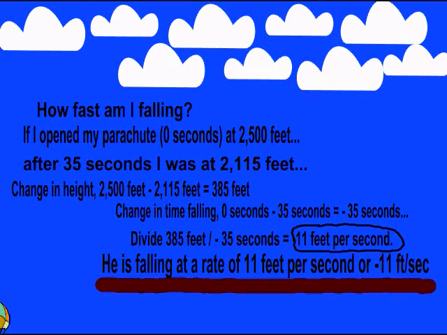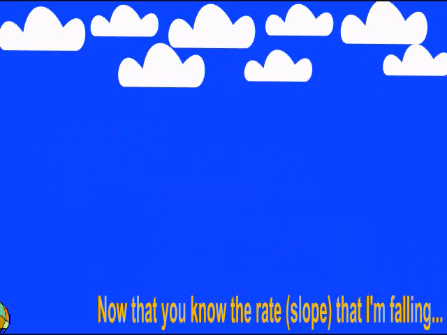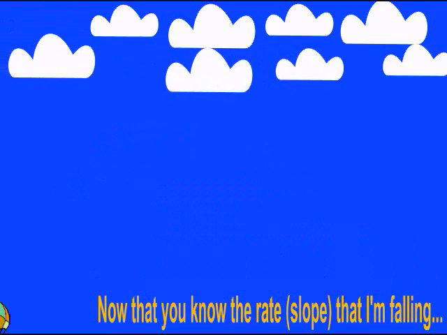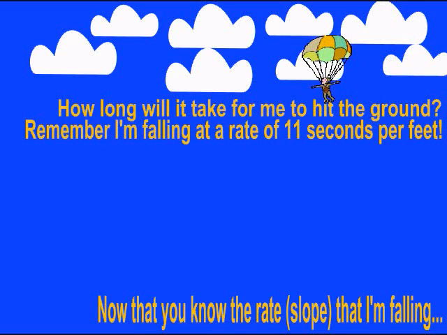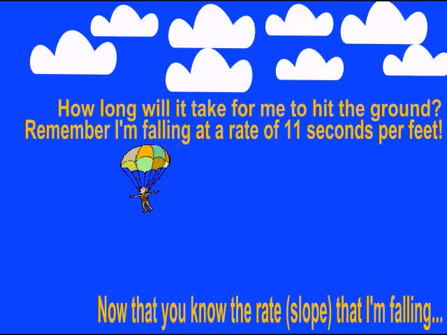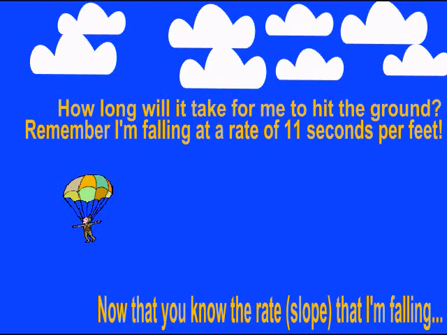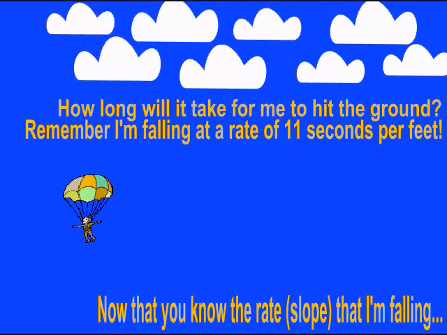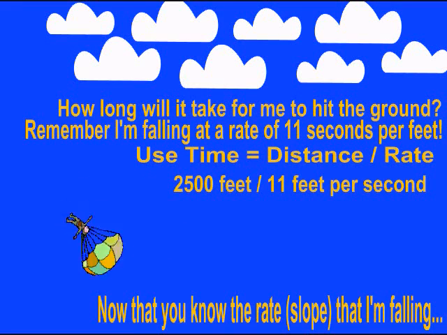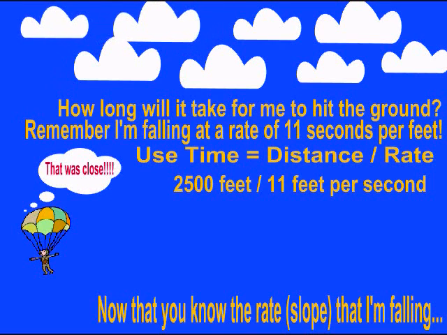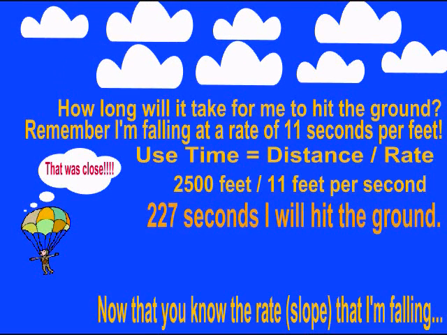Now that we know the rate of the slope that he's falling at, how long will it take for him to hit the ground? Remember, he's falling at a rate of 11 feet per second. You're going to use time equals distance divided by the rate, or 2,500 feet divided by 11 feet per second. And you're going to get 227 seconds. I will hit the ground. Ugh, that's scary.